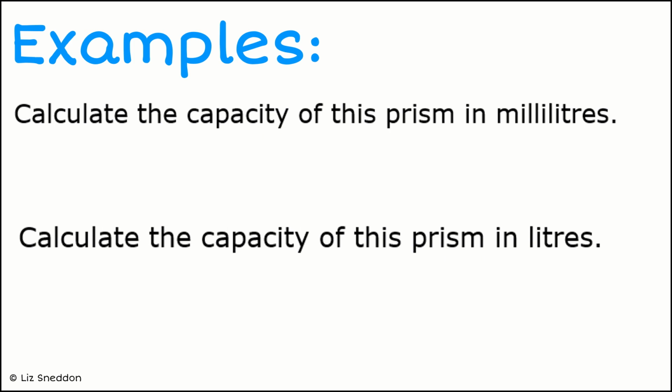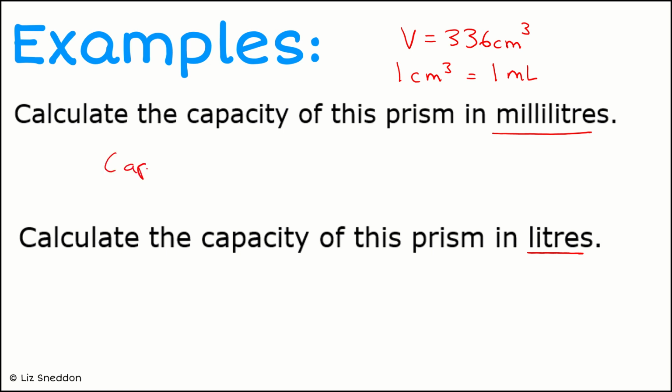Now I want to take that, so I'm just going to write this up here. We had a volume of 336 centimeters cubed, and I need to now find that capacity in, first of all, milliliters and then in liters. So what we know is that the conversion between volume and capacity is that 1 centimeter cubed is equal to 1 milliliter. So if my volume is 336 centimeters cubed, that means my capacity is just going to be equal to 336 milliliters.